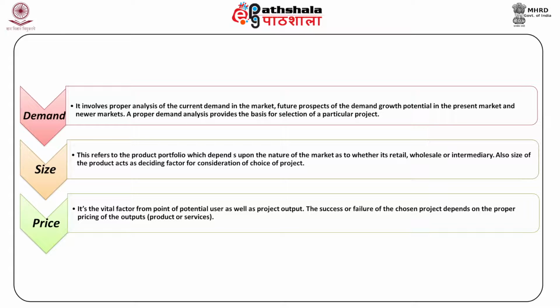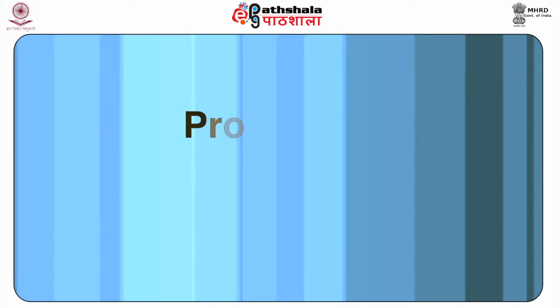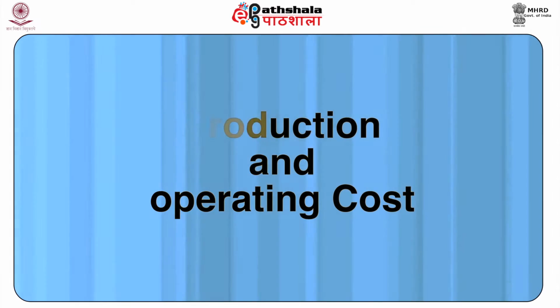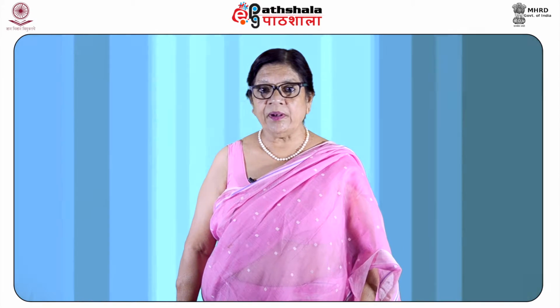Price. It is a vital factor from the point of view of potential users as well as project output. The success or failure of the chosen project depends on the proper pricing of the outputs, which can be product or services. Production and operating cost. The project operating and production costs can make it viable or unsustainable.